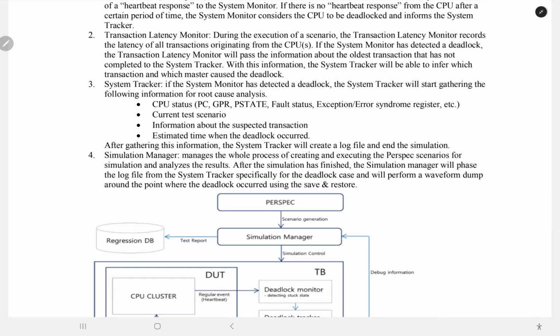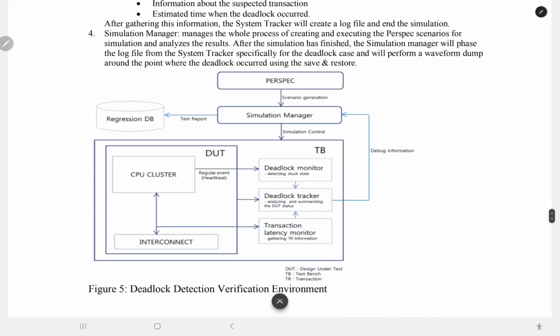The simulation manager manages the whole process of creating and executing the Perspec scenarios for simulation and analyzing the result. After the simulation has finished, the simulation manager will fetch the log file from the system tracker, specifically for the deadlock cases, and will perform a waveform dump around the point where the deadlock occurs using the save and restore.